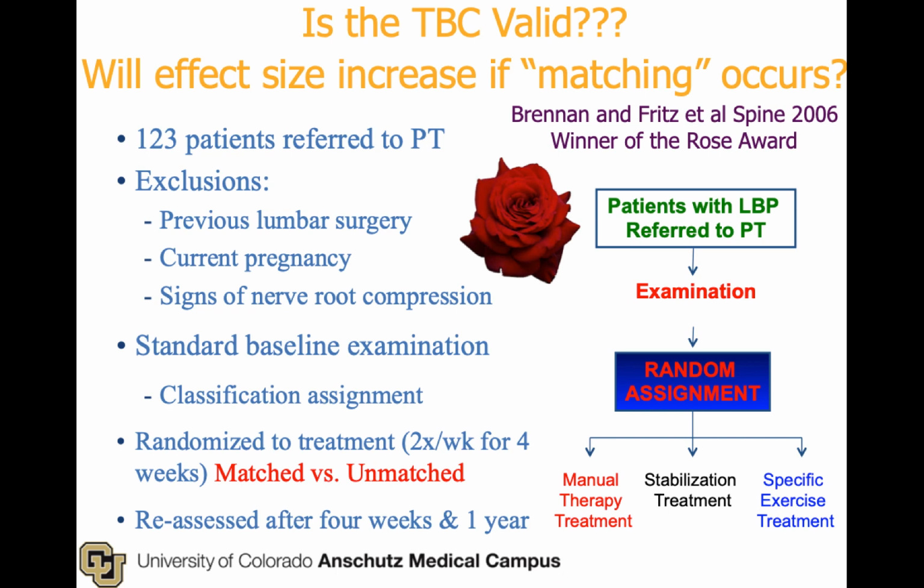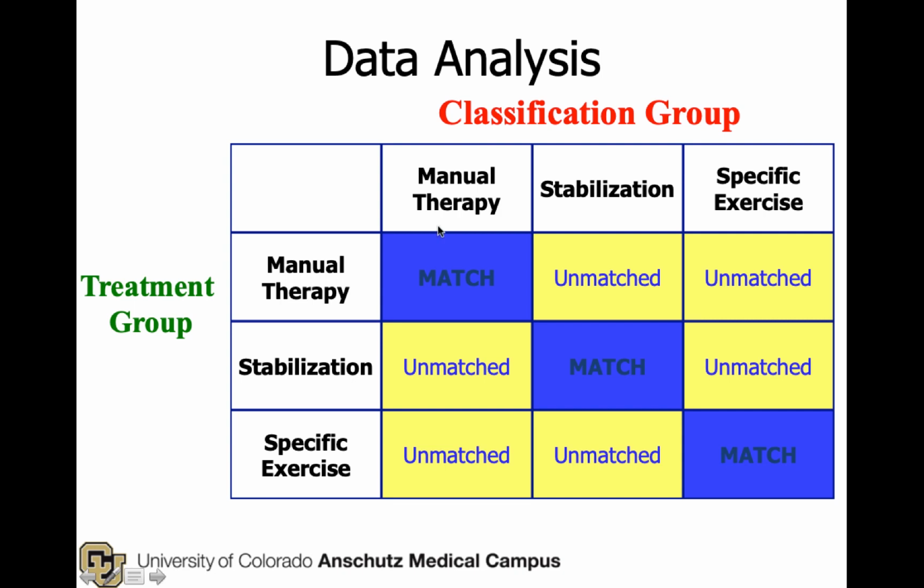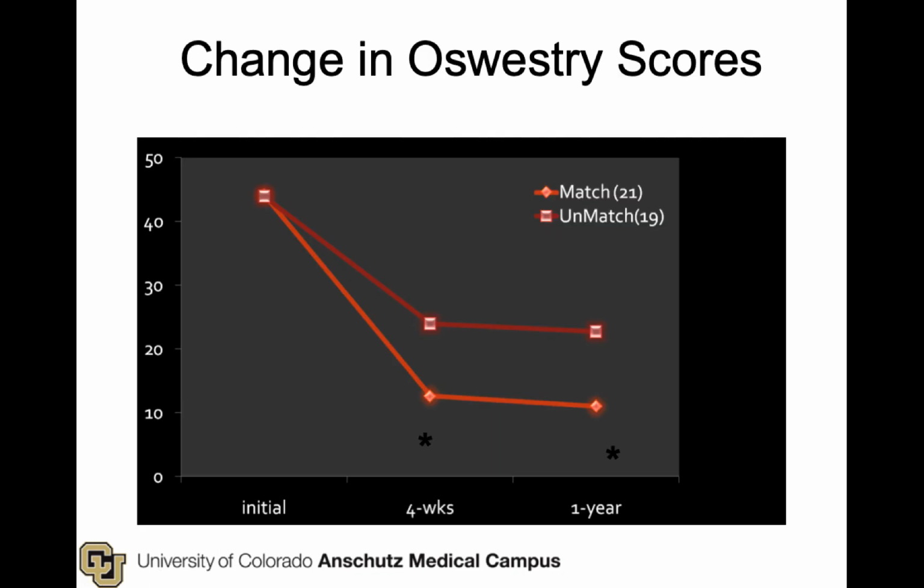And they randomized them into treatment 2 times a week for 4 weeks and looked at whether they received matched treatment versus unmatched treatment and reassessed them at 4 weeks and at 1 year. So if they met the criteria for manipulation or manual therapy and they received a matching treatment, they looked at those individuals versus the ones that were classified as manipulation but got either stabilization or specific exercise and so on. And what they found was there was a statistically significant difference at both 4 weeks and at 1 year in the individuals that received the treatment that matched their classification.